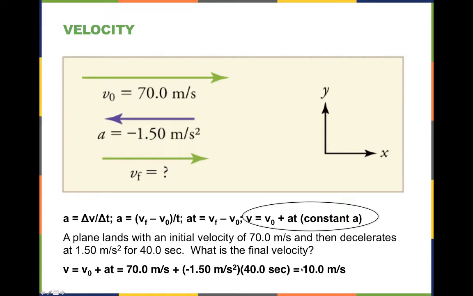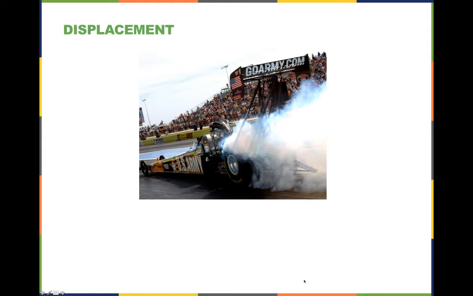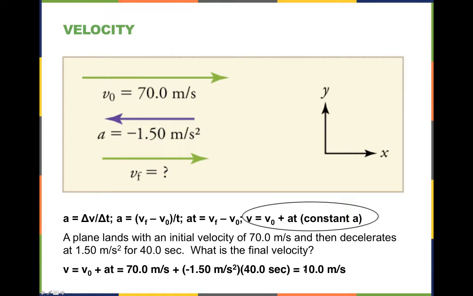per second. So the final velocity after 40 seconds is 10 meters per second. It's still positive, okay? It's still positive. So it's still moving to the right, but at considerably less velocity than it started out.